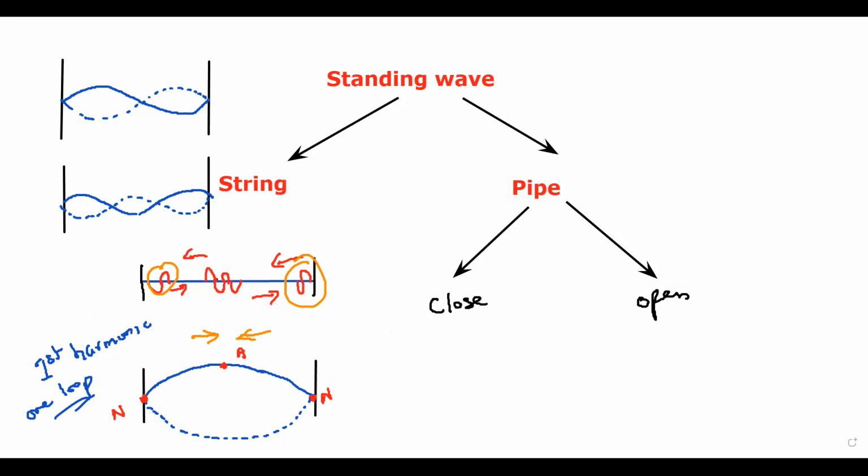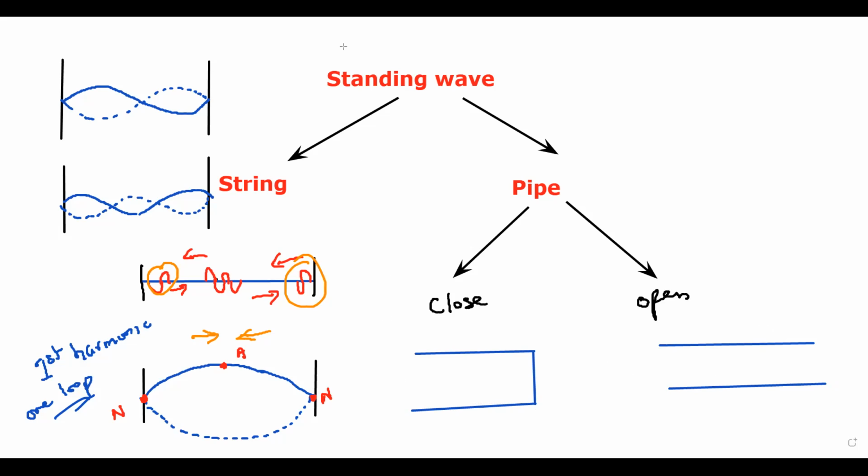Then how can a standing wave be produced in a pipe? A pipe can be an open pipe or it can be a closed pipe. What does closed pipe mean? A closed pipe means a pipe which is closed from one end. That's called a closed pipe. And the pipe which is open from both ends is known as an open pipe. So a standing wave can be produced in a closed pipe. How is a standing wave produced in a closed pipe?